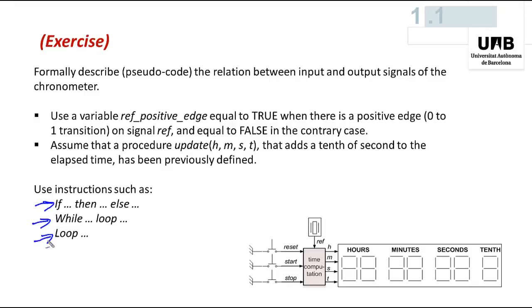Furthermore, you could use a variable ref positive edge equal to true when there is a positive edge, I mean a 0 to 1 transition on the signal ref, the clock reference, and equal to false in the contrary case. And you could also assume that a procedure update with parameters H, M, S, and T that adds 1/10 of a second to the current elapsed time has been previously defined.